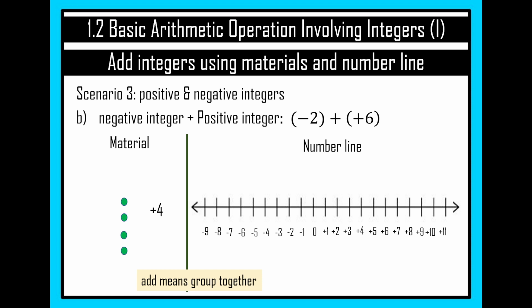Let's look at how to represent it on number line. We start at 0, go to the left 2, and then we are going to, from there, go to the right 6. And finally, we are at positive 4.